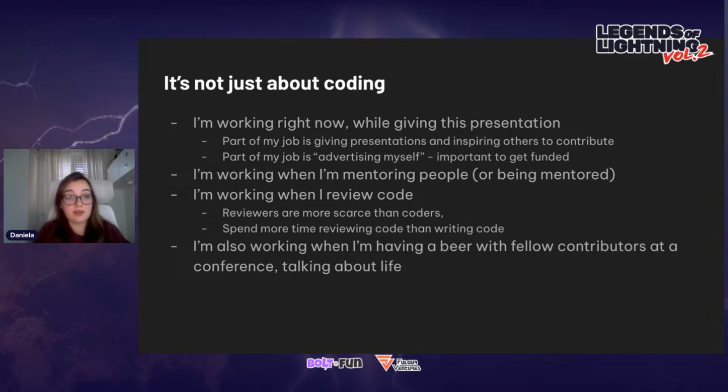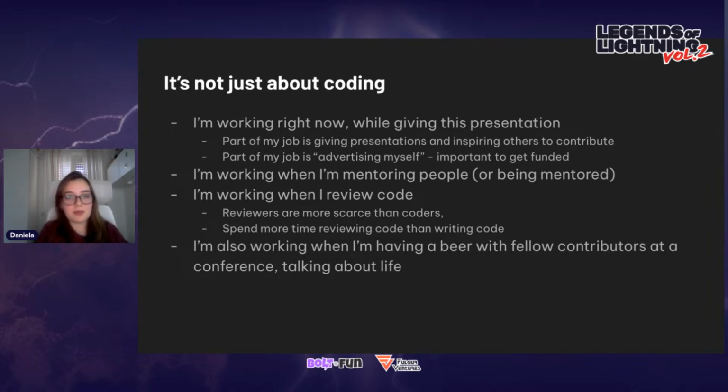I'm working when I mentor people or I'm being mentored, and I'm working when I review code. So spend more time, and that's a tip in general, spend more time reviewing code than writing code, because reviewers are really scarce. Most people just want to write code, and I understand that, but reviewing is also really, really important. And so try to spend some time also reviewing other people's code.